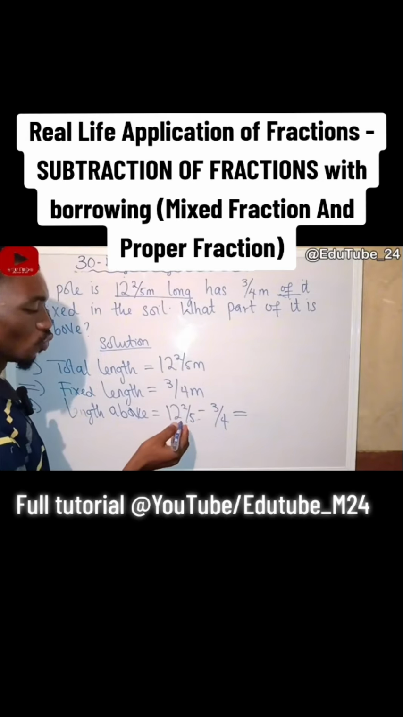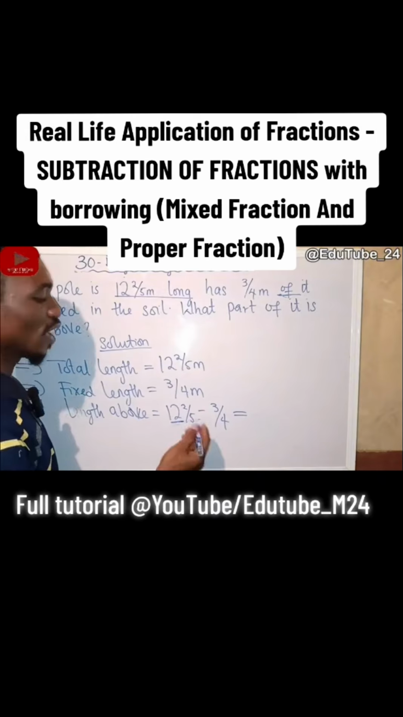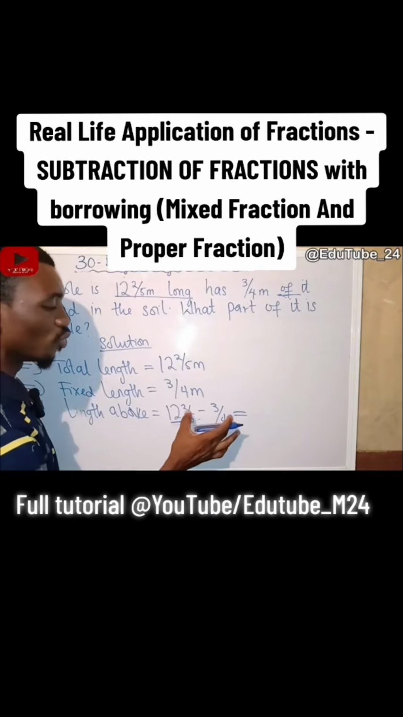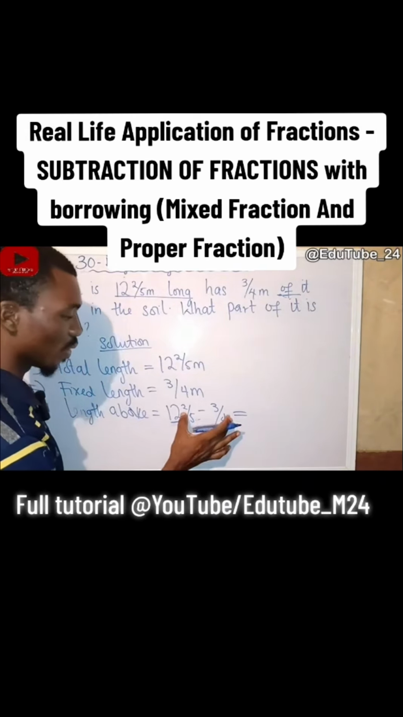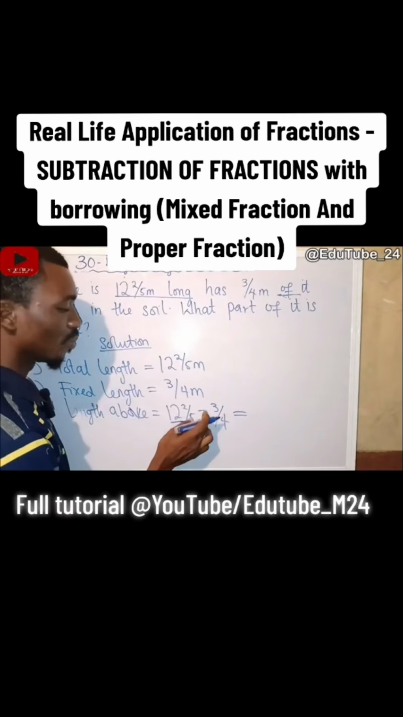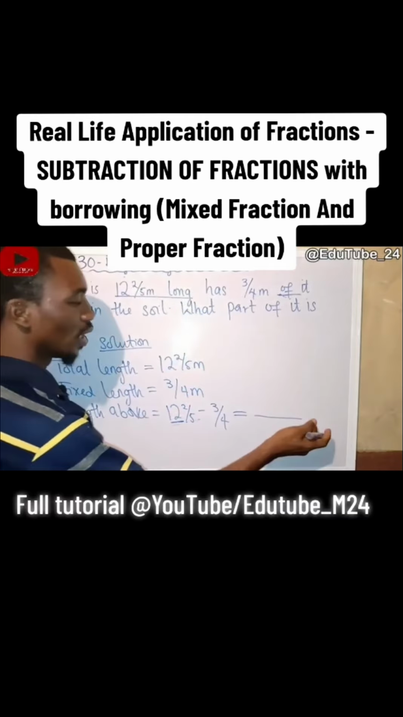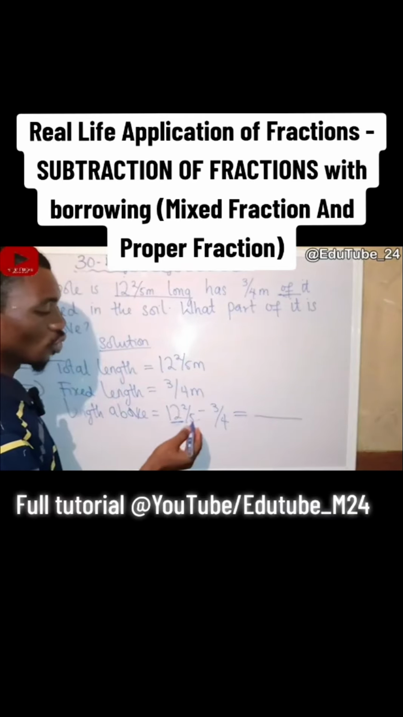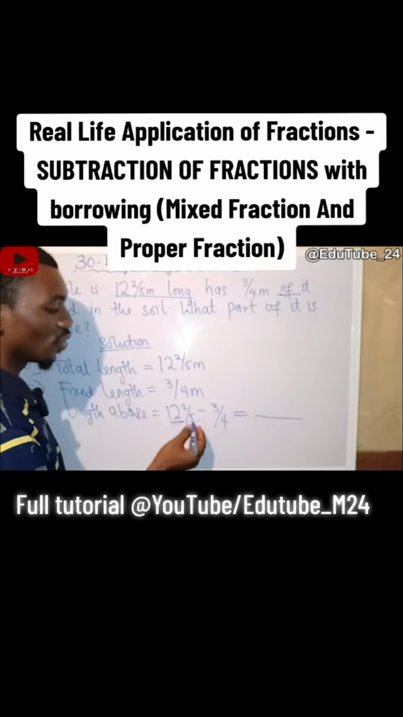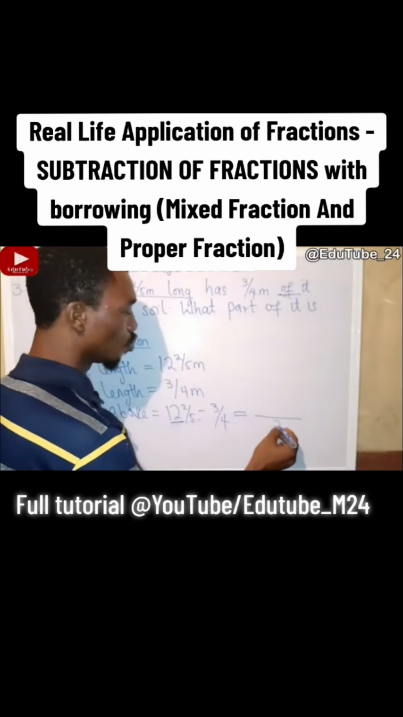So what do we do? We just simply neglect this whole number, or we don't totally neglect, we just assume it's not there for now. So we move on with this fractional part, which is 2/5 minus 3/4. So I'm going to draw a line like I've been doing. The line is for common denominator. So the common denominator of 5 and 4, that is the LCM of 5 and 4, is 20.